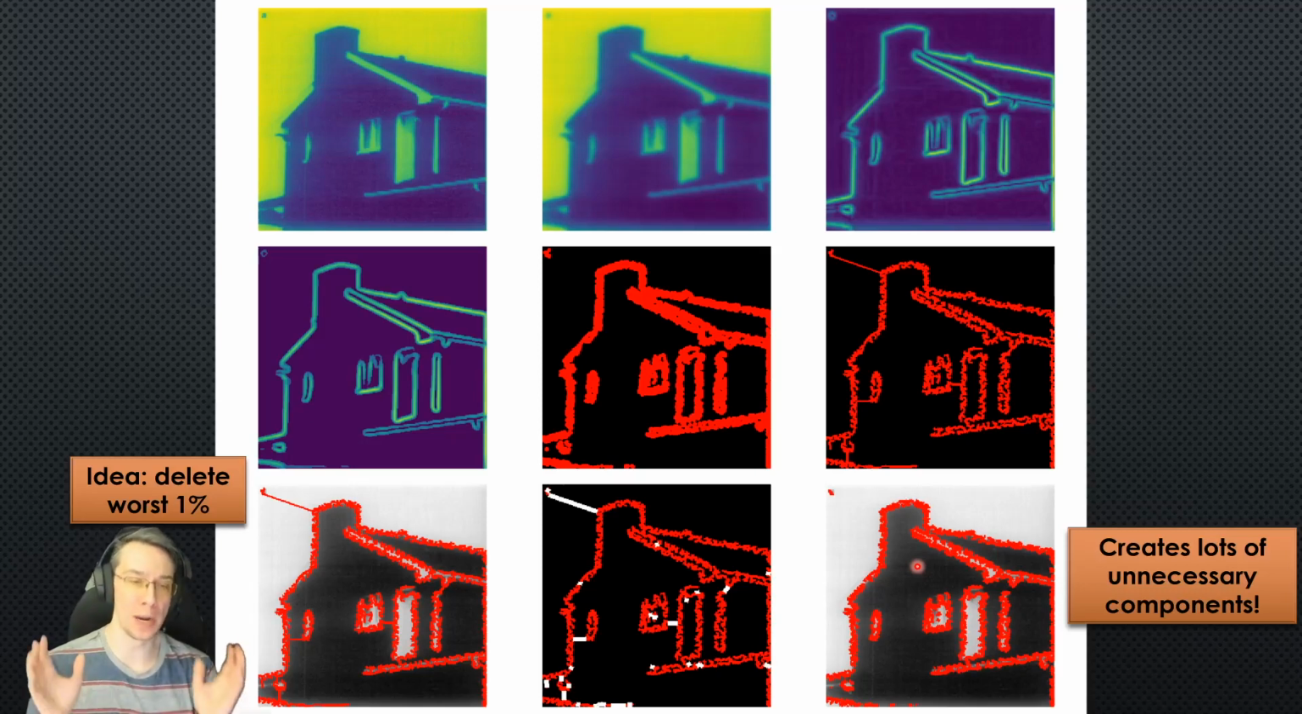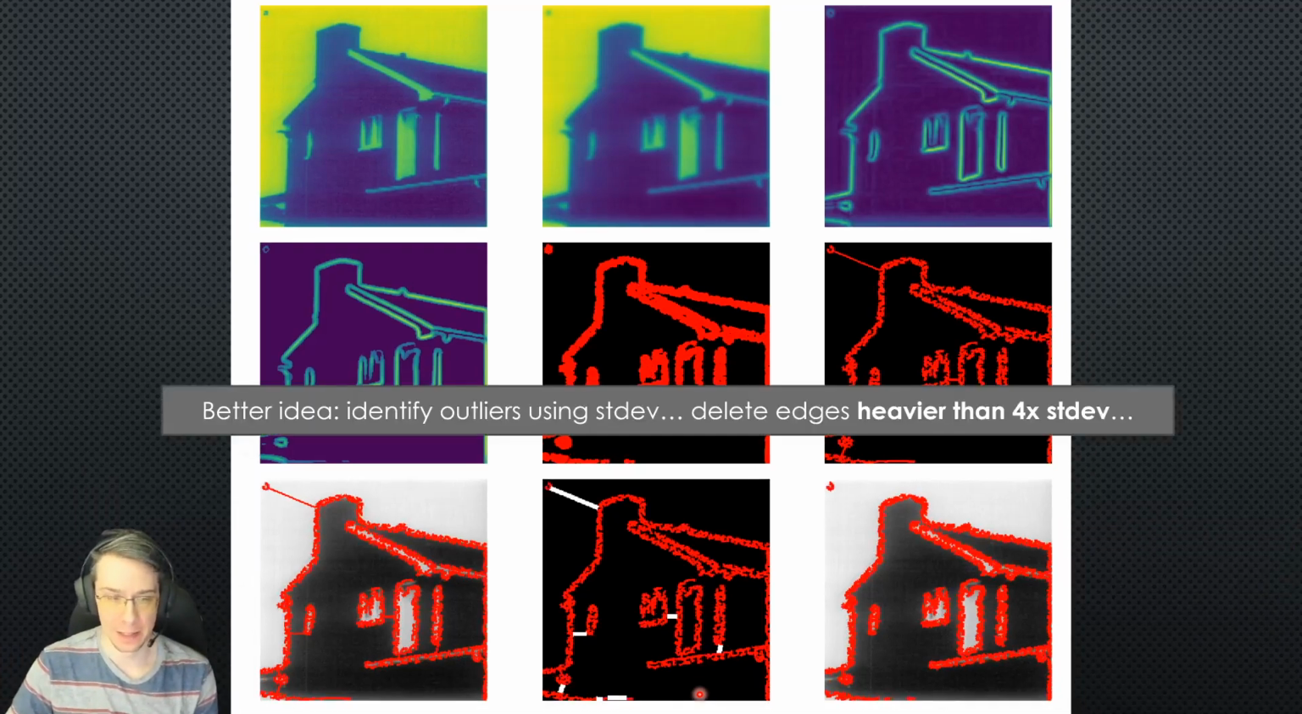What if I delete the top 1% bad edges, the heaviest 1% of edges? Well, it does separate things into some reasonable objects, as you can see here on the right. But it also creates lots of unnecessary components, right? Because if I remove the worst 1% of edges, I'm always going to make some number of components. I'm going to make a worst 1% of components, right? So here's a better idea. What if we identify outliers using standard deviations, right? Of course, this is assuming something about the distribution of our data, which we don't necessarily really know. But, well, anyway, let's try it and see what happens.